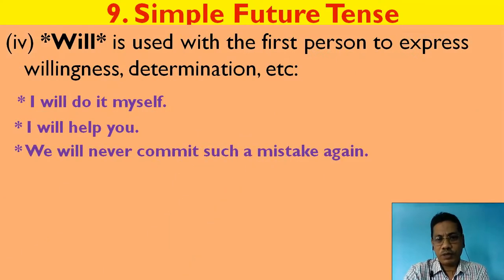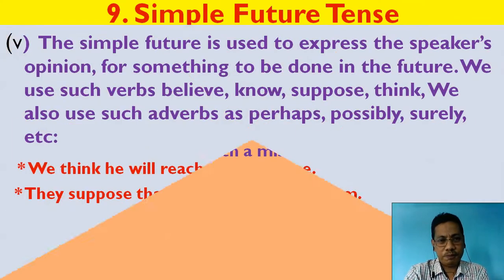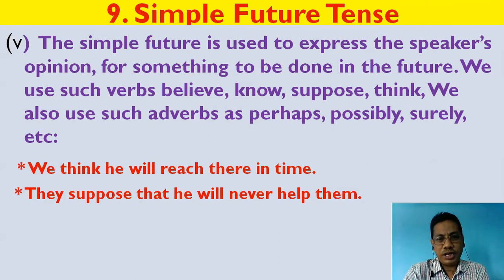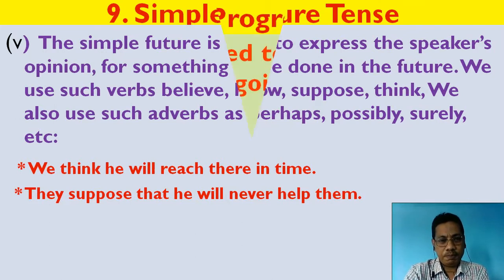Will is used with the first person to express willingness or determination, like I will do it myself. I will help you. We will never commit such a mistake again. The simple future tense is used to express the speaker's opinion for something to be done in the future. We use such verbs as believe, know, suppose, think. We also use such adverbs as perhaps, possibly, surely, etc. We think he will reach there in time. They suppose that he will never help them.